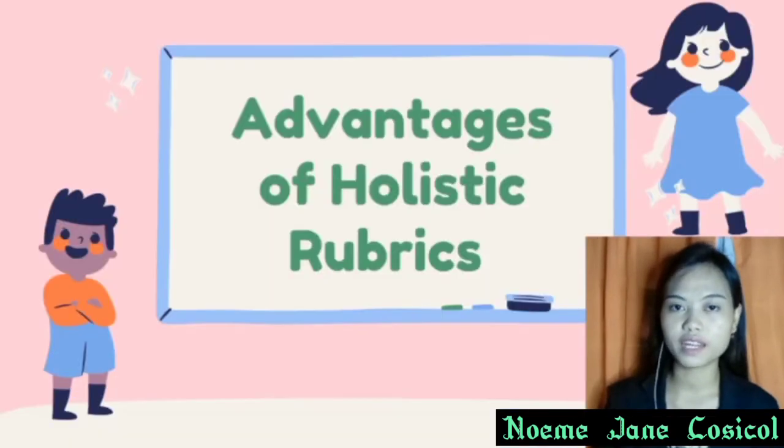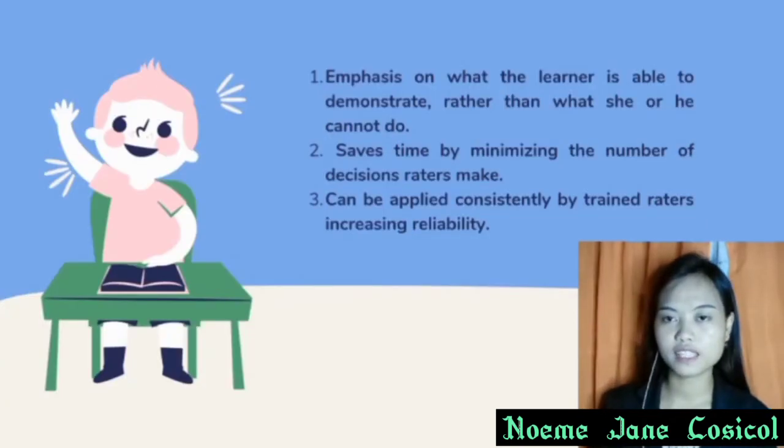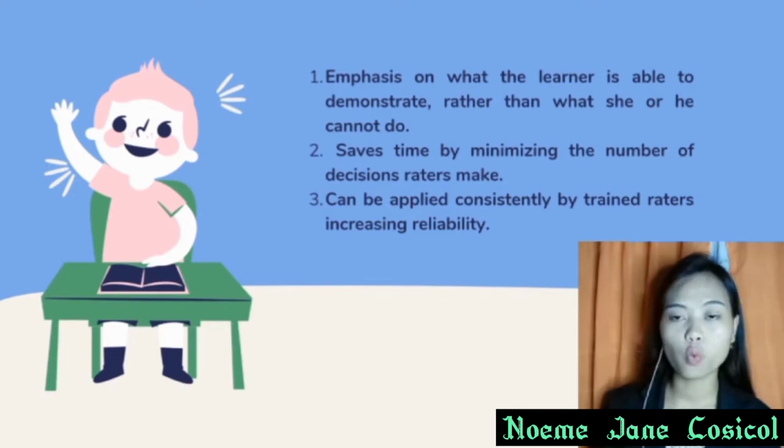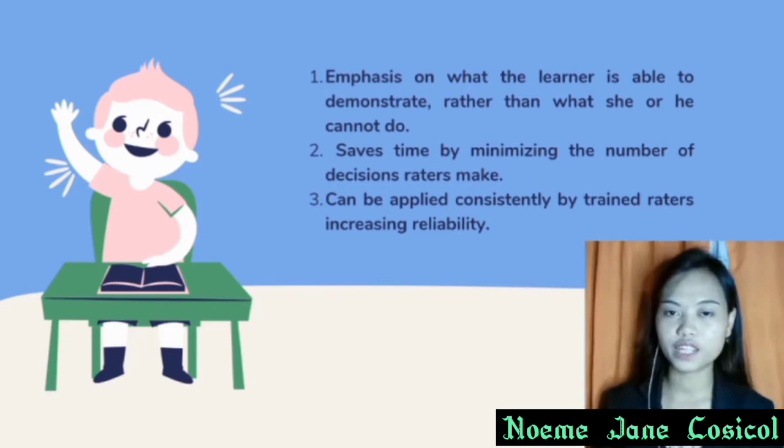On the other hand, there are also advantages and disadvantages of holistic rubrics. It has 3 advantages. First, it gives emphasis on what the learner is able to demonstrate rather than on what he or she cannot do. Holistic rubrics contain broad objectives and list evaluation criteria, each with an overall criterion summary that encompasses multiple skills. However, it makes it easier for the reviewer to provide general comments.